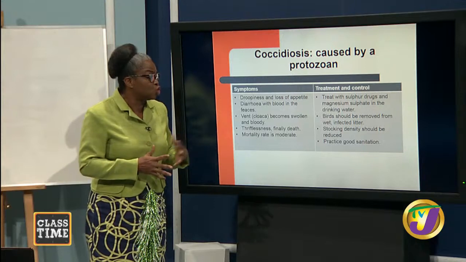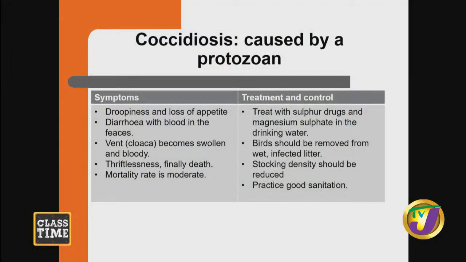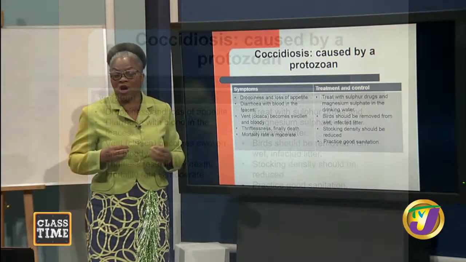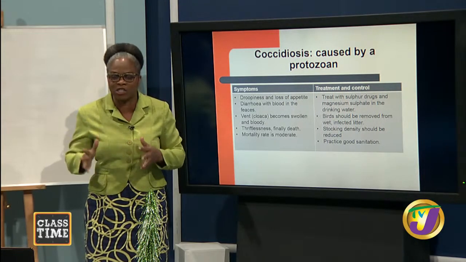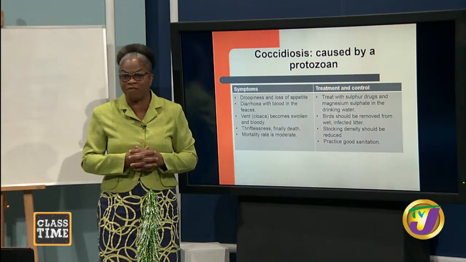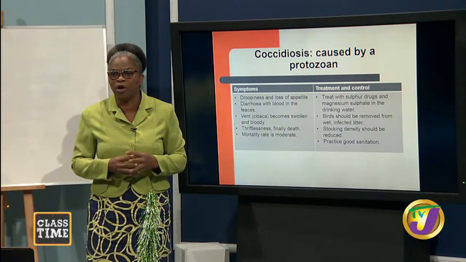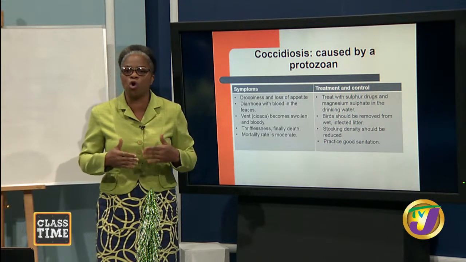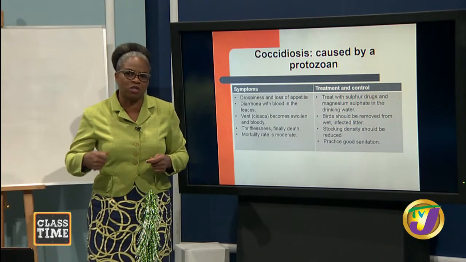Prevention and control: treat with sulfa drugs and magnesium sulfate in the drinking water. Birds should be removed from wet infected litter. And students, once you walk inside your house and the litter is wet, remove it and replace it with dry litter. Good? Stocking density should be reduced and you should practice good sanitation. Also, if you are able to recognize the chickens based on the swollen vent, then you can isolate those chickens. At 4 and 5 weeks, we have to be careful in terms of treating them with drugs because we don't want to give them medication and then slaughter soon after.